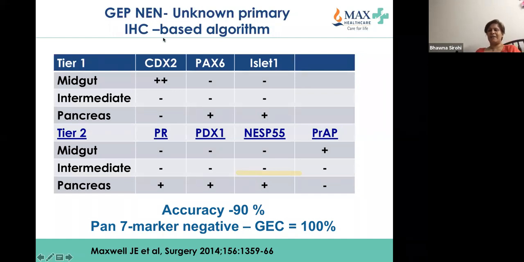This is actually quite common, that patients do go for a health checkup and they have liver metastasis.